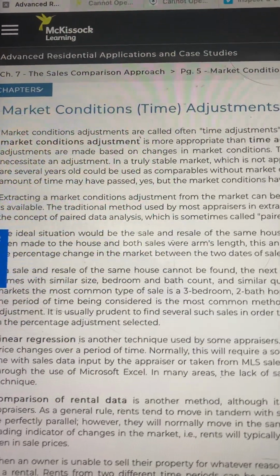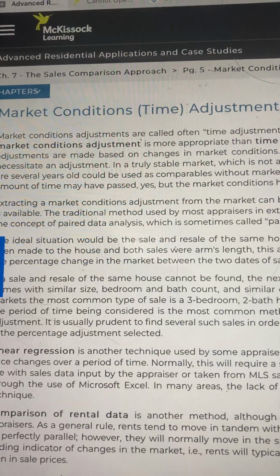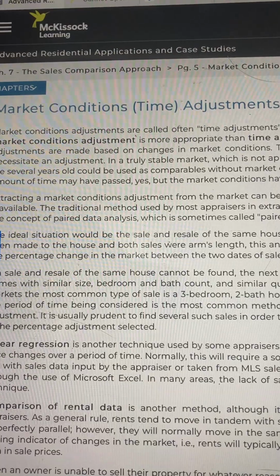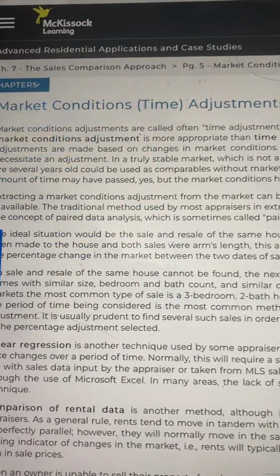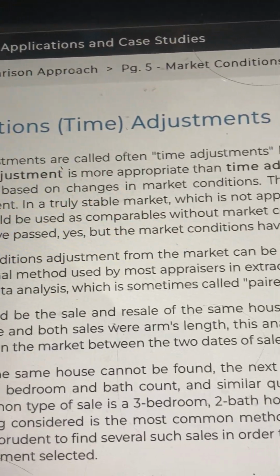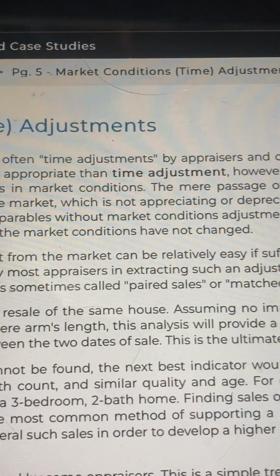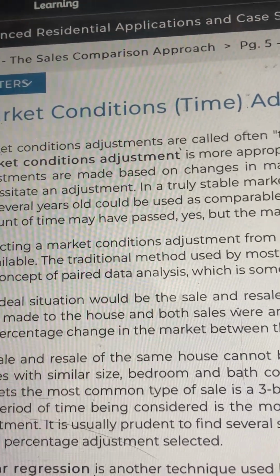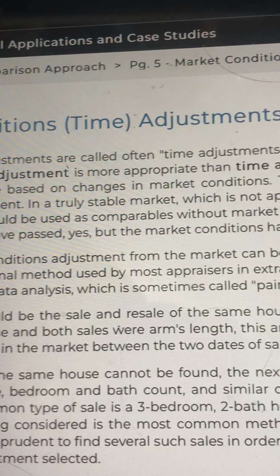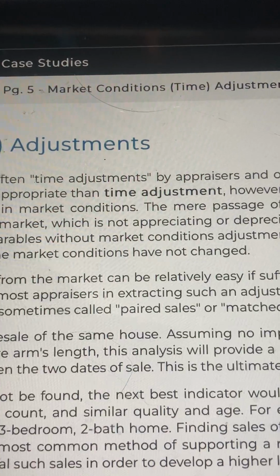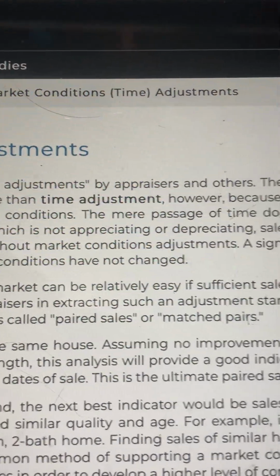Advanced Residential Applications and Case Studies. Chapter 7, the Sales Comparison Approach, page 5. Market Conditions, Time Adjustments. Market conditions adjustments are often called time adjustments by appraisers and others. The term market conditions adjustment, that's highlighted, is more appropriate than time adjustment, that's highlighted.